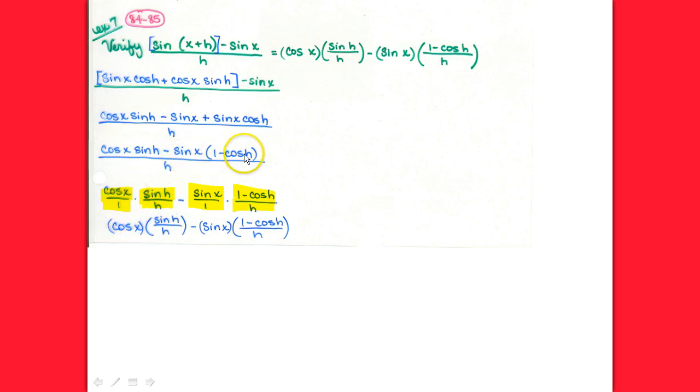Same idea over here. I've got a second term that I could write over the common denominator of h. So I've got sine x times 1 minus cosine h all over h. And to break those two pieces apart, I'm going to put the h with the 1 minus cosine h and put the 1 with sine x, again, just because I'm trying to work my way towards that answer. That's the only way that I know how to do that.